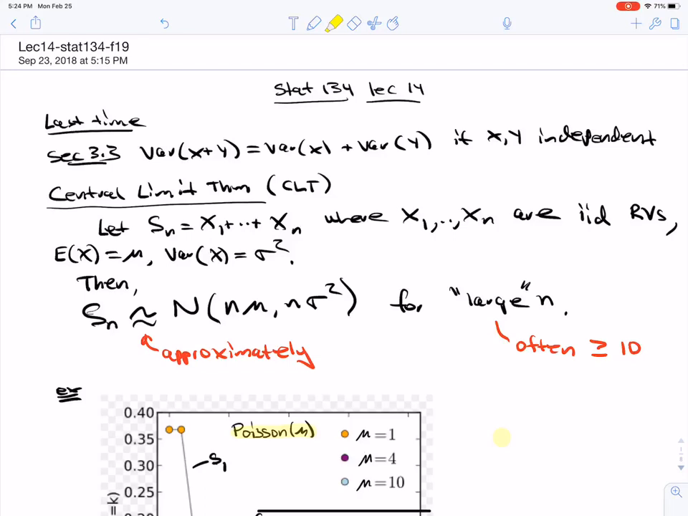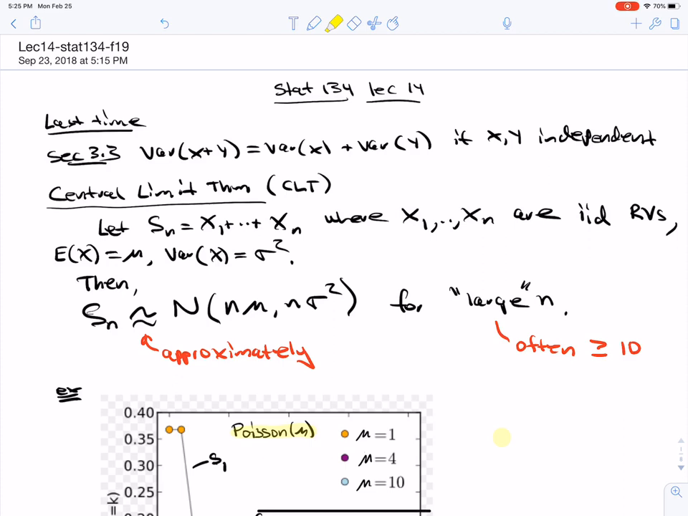So last time we were in section 3.3 and we saw that the variance distributes across sums of independent random variables. We also saw the central limit theorem. So let's say that you have a sum of n IID random variables. IID stands for independent identically distributed. So these n random variables are independent and they all have the same distribution.